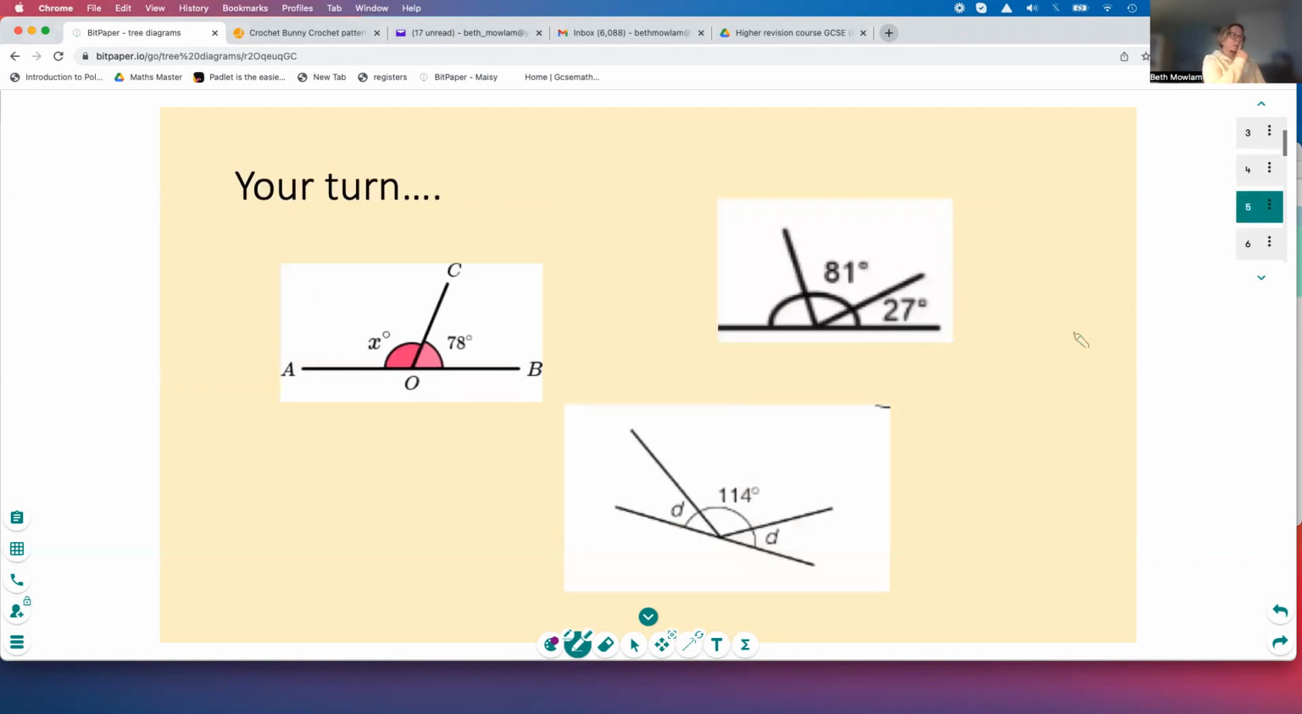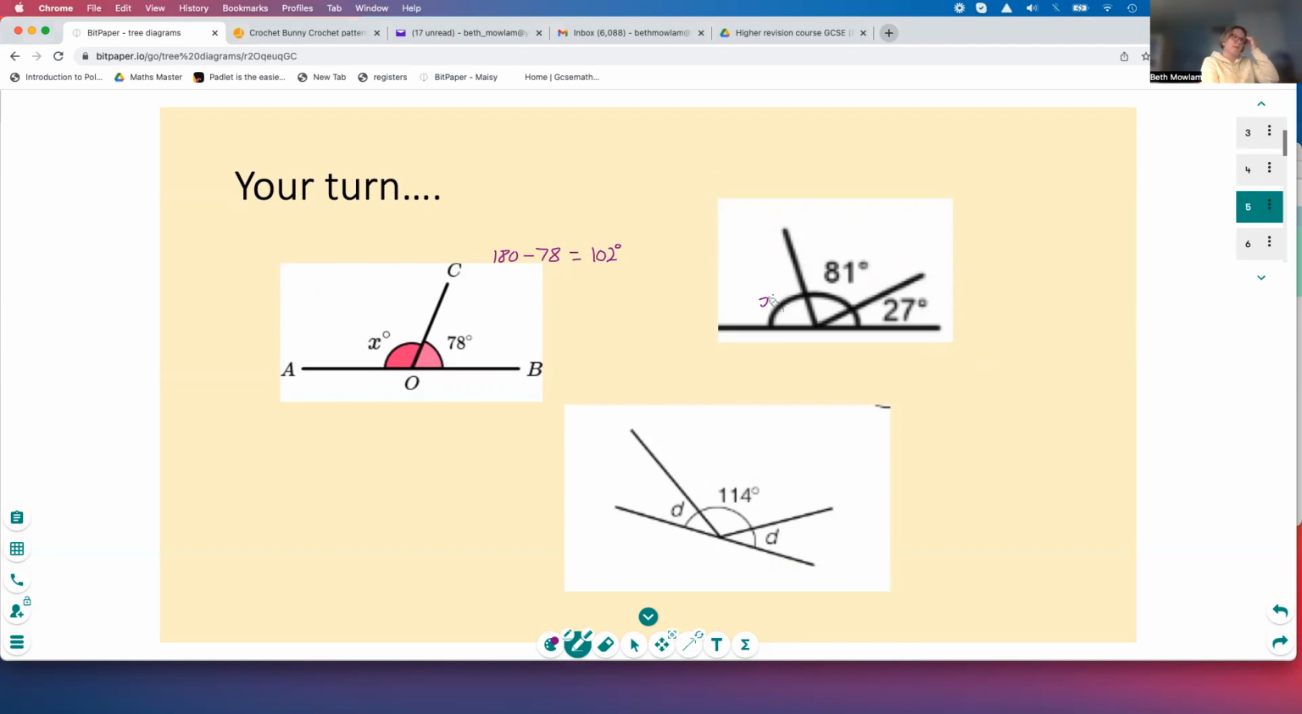So here's 3 for you to have a go at. If I was you, I'd pause the video and just try them. I'm going to work straight through them. So the first one, we know they add up to 180, so we just do 180 minus 78. And that will tell us what x is, which is 102 degrees.